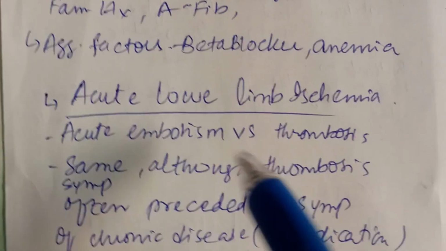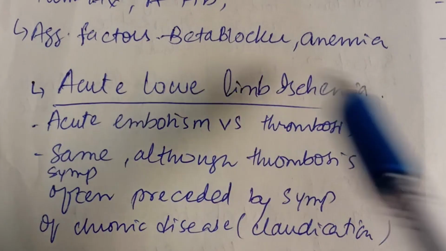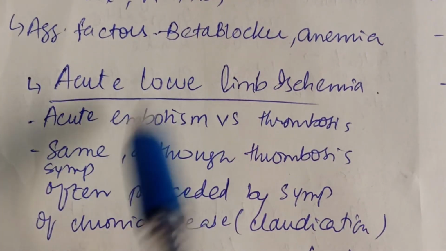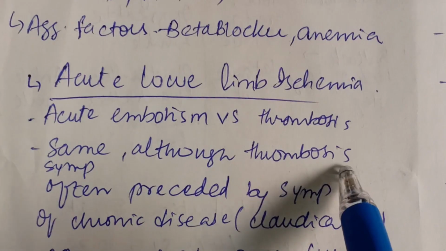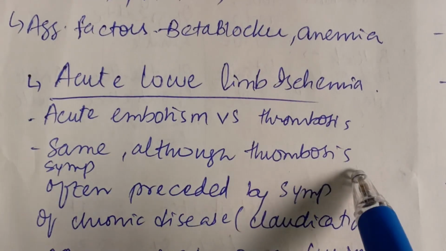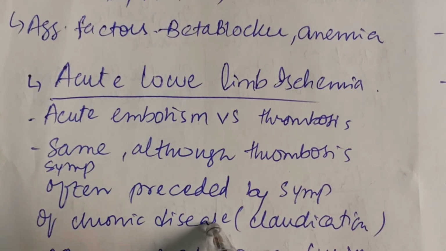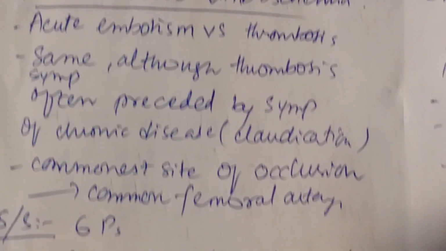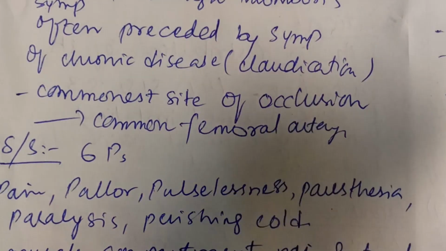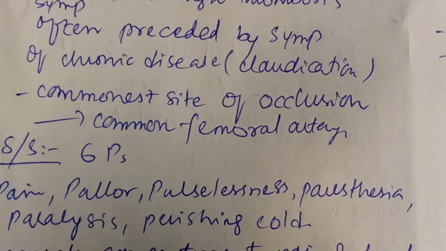So, acute lower limb ischemia can be due to acute embolism or thrombosis. The symptoms of acute embolism and thrombosis are the same, although if the patient has thrombosis, there would be preceding symptoms of chronic disease, like a history of claudication. The commonest site for the occlusion is the common femoral artery.